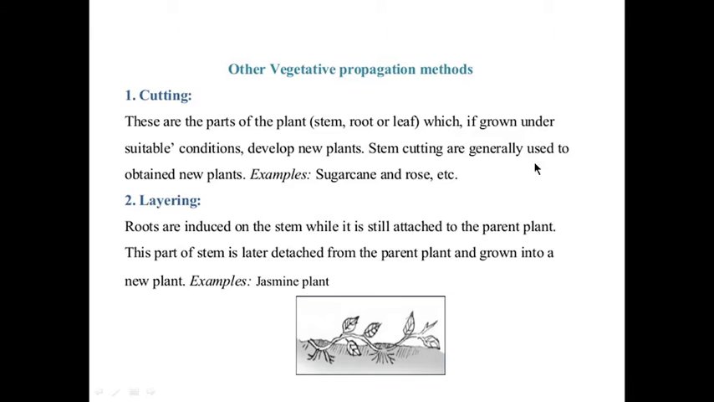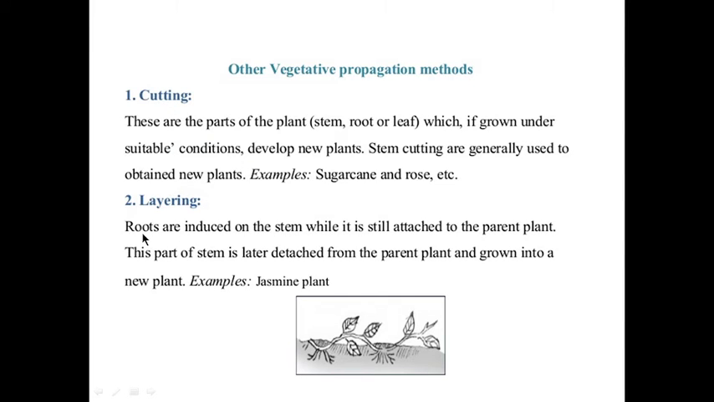Stem cuttings are generally used to obtain new plants. Example: sugarcane, rose, etc. So sugarcane or rose are plants which are propagated by the cutting method. In that, stems are cut and fixed in soil, and the new plant will generate. Such type of propagation is known as cutting.